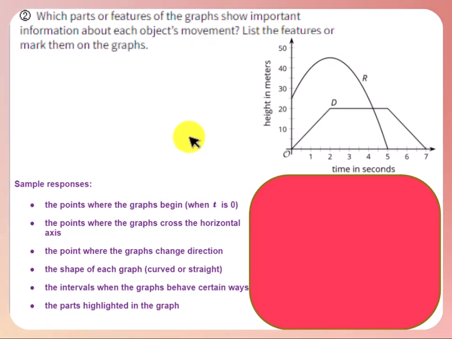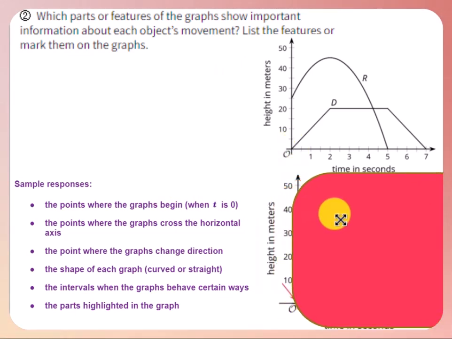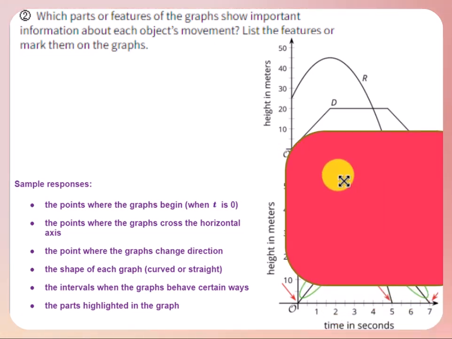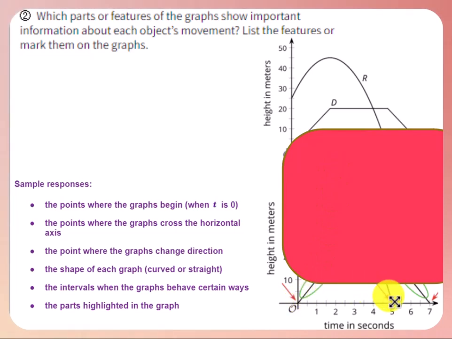Okay, the points where the graphs begin, that's an important feature. Right here, 0 for the drone, 25 for the rocket. The points where the graphs cross the horizontal axis, so where they touch the x-axis. X-axis is horizontal. That's going to be at 0, 5, and 7. Right here, I said 5, 0, 5, and 7.